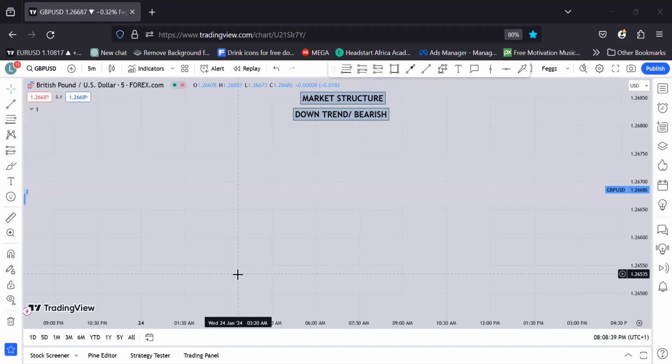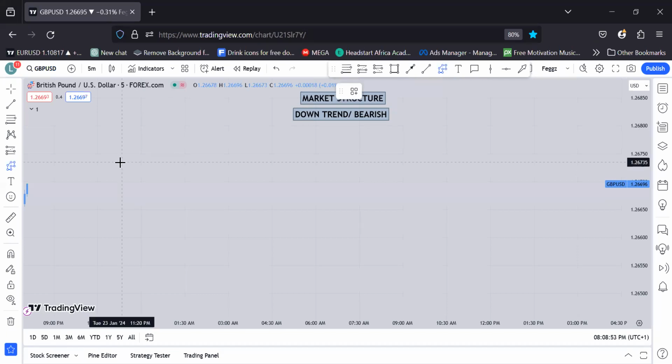So tonight's section, still on market structure, we're going to be talking about downtrend, also known as the bearish markets. Last week we talked about uptrend and we gave a few examples, but tonight we're on downtrend. Just like we established the fact that there are certain parameters you have to look at to know if the market is said to be in an uptrend or downtrend.